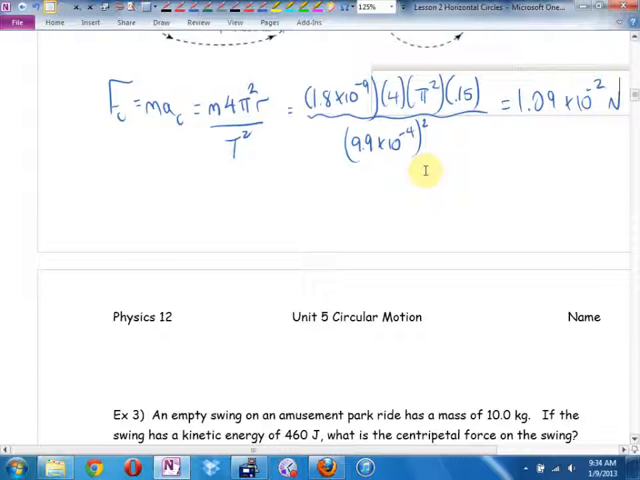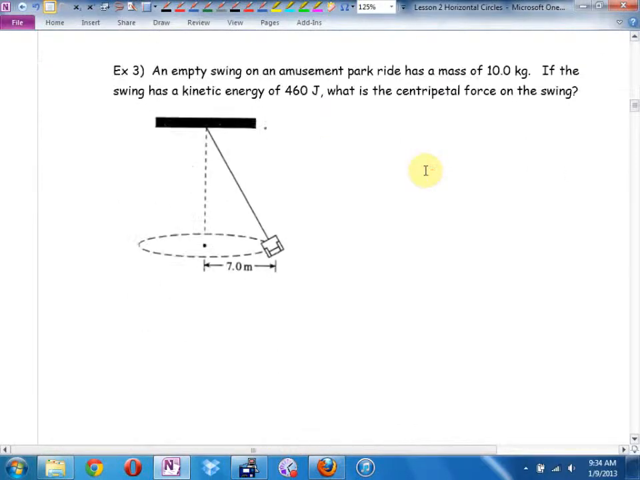Try just going pi squared and hit enter. Yep. That's right. So double check how you're typing it in. If you're squaring it, put the scientific notation in brackets with the squared outside the brackets.